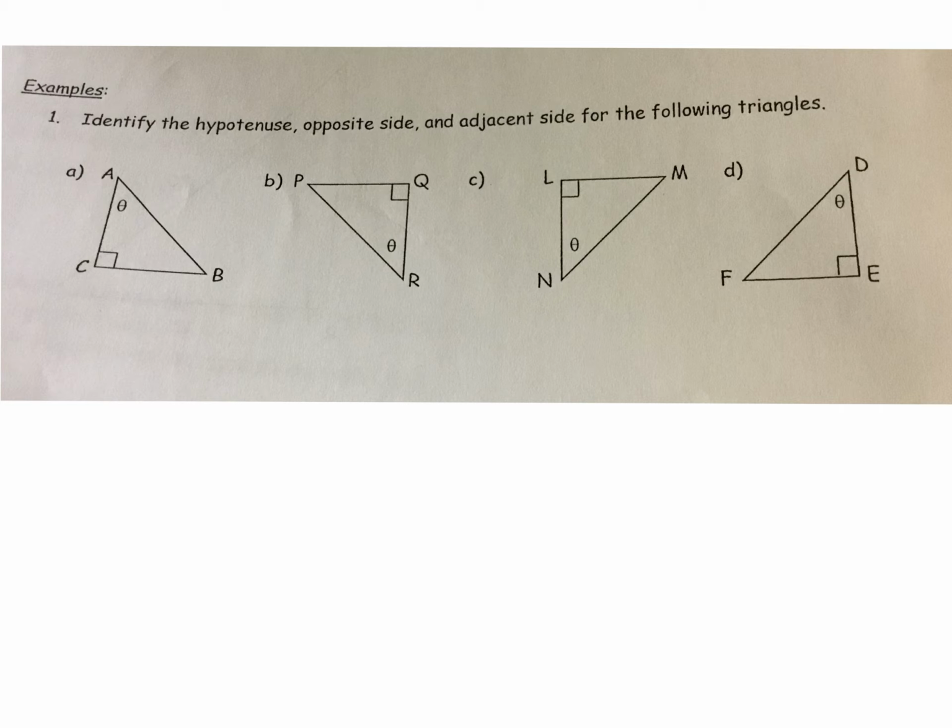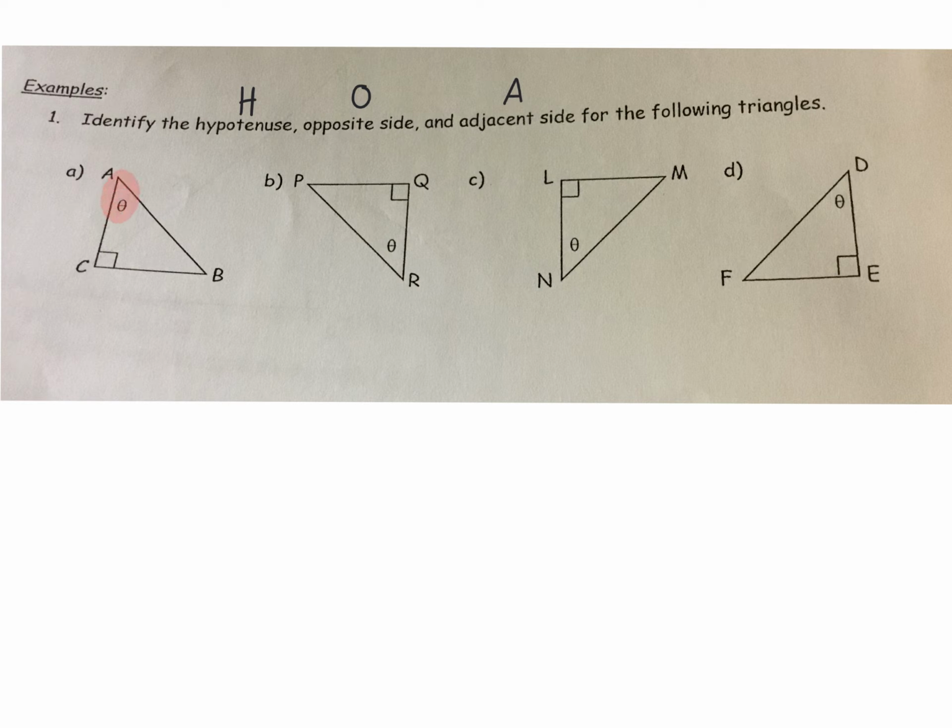So we're going to label the hypotenuse, we'll call that H, the opposite side, and again, it's always the side that's opposite to whichever angle they've referenced, and then the adjacent side, which is the side that touches the angle they've referenced. So in this example, A, which angle did they reference? A, B, or C?